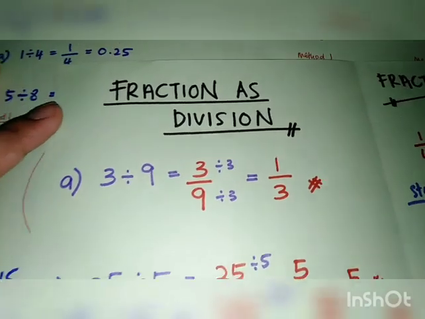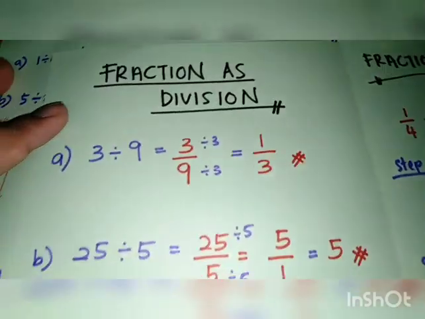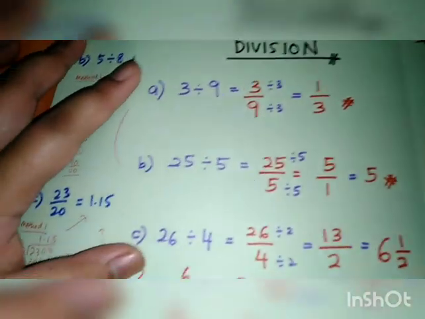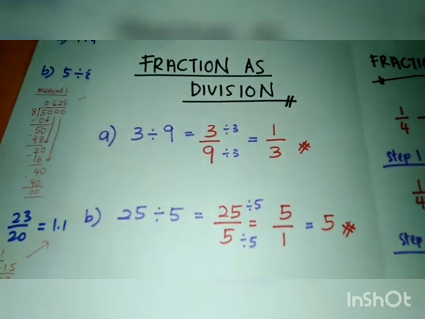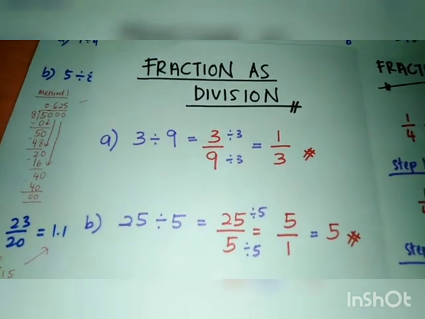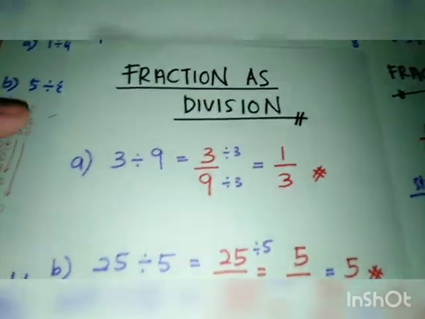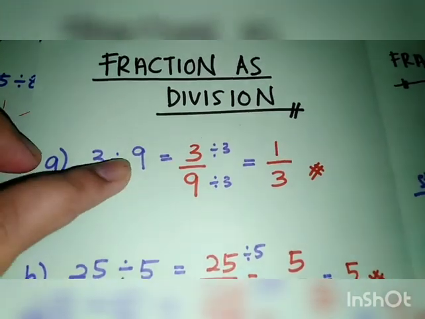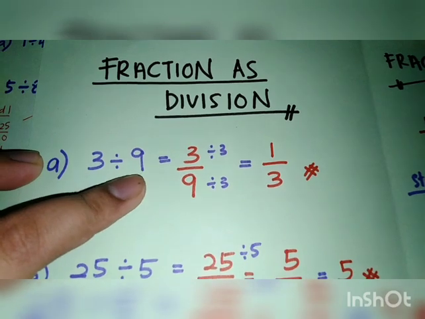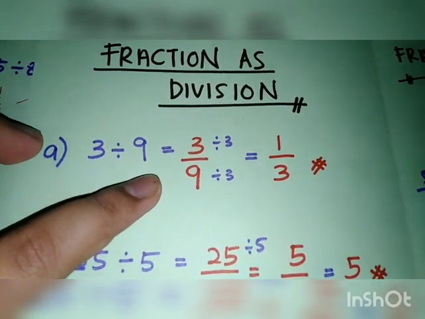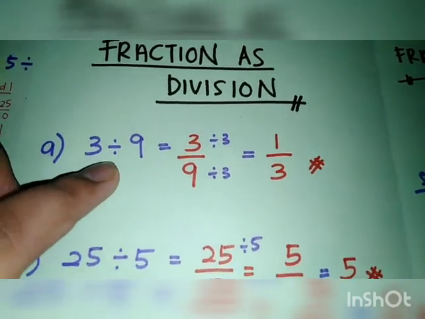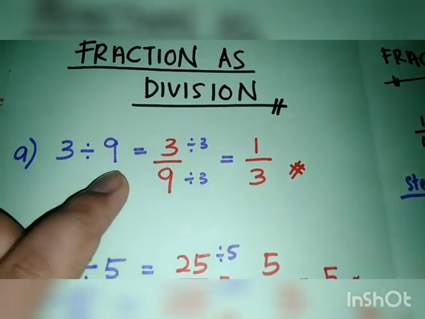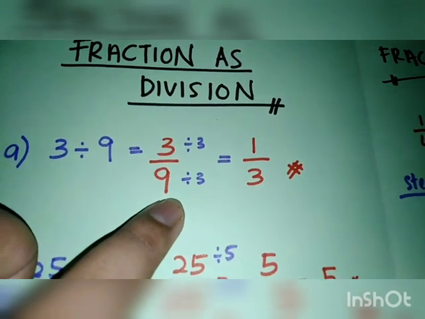Alright, so we continue fraction as division. So I'm giving you 3 examples where you need to express the fraction as a division. So first question, which is 3 divided by 9. So we know that division is equal to fraction, right? So based on this question, please write in the fraction form. So 3 divided by 9 is equal to 3 over 9.